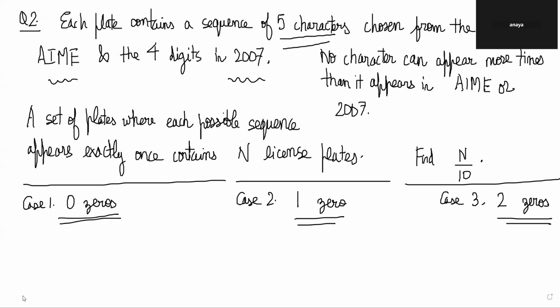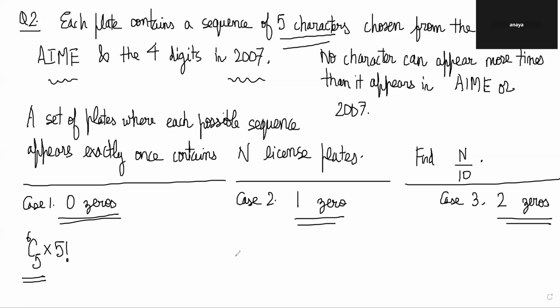For no zeros, it would be 7 choose 5. No, sorry, 6 choose 5, because you have no zeros. So the number of license plates is 6 choose 5 times 5 factorial, because order matters. And then case 2 with 1 zero.